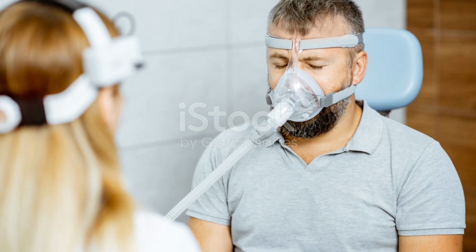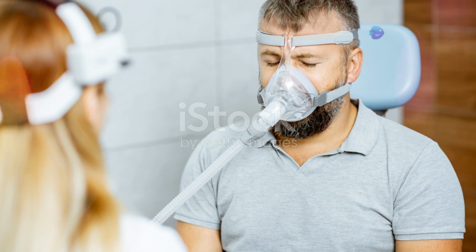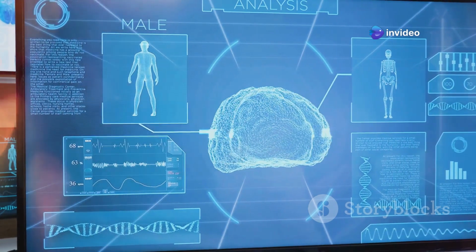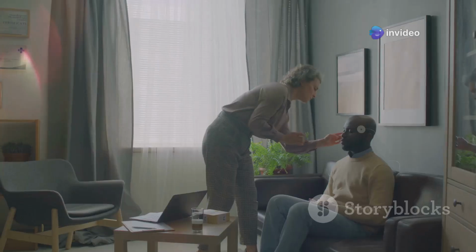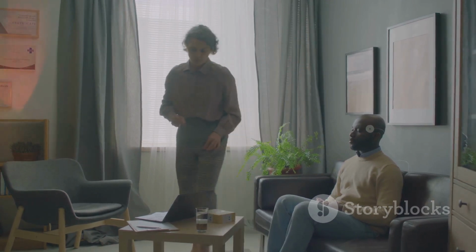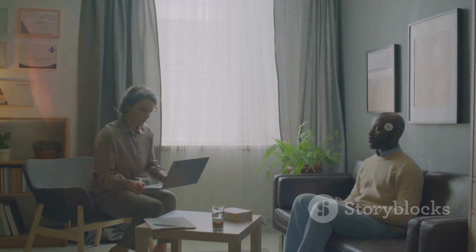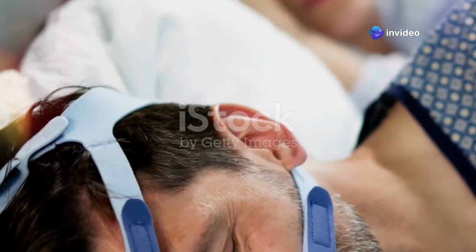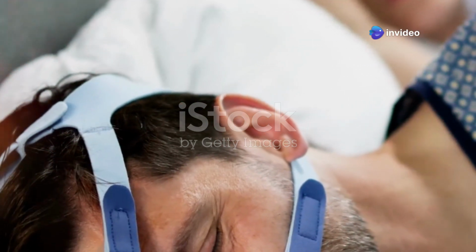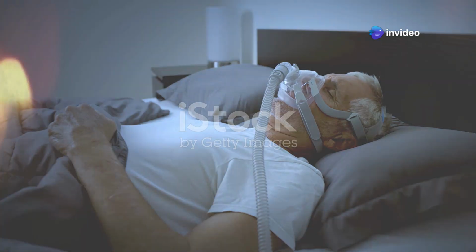Central sleep apnea, or CSA, is less common than OSA. It occurs when your brain fails to send proper signals to the muscles that control your breathing. Complex sleep apnea is a combination of both OSA and CSA. People with complex sleep apnea experience both airway obstructions and problems with their brain signals that control breathing.